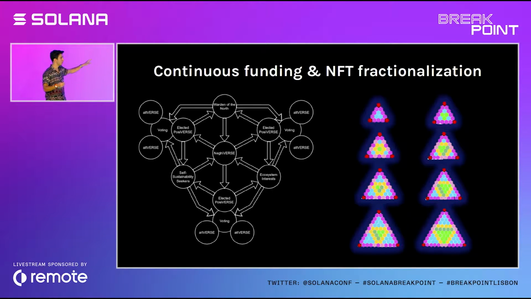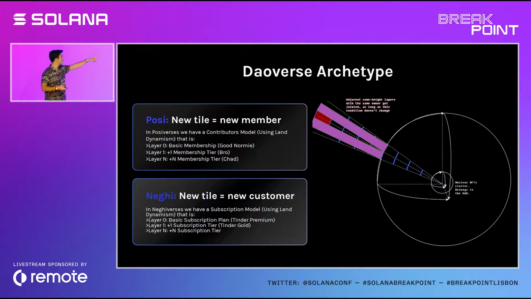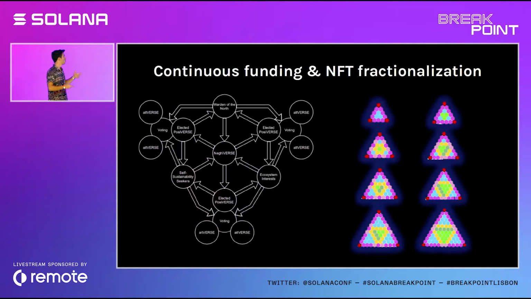The Posiverses are 12, since 12 is the fixed number of pentagons in the Goldberg Polyhedron structure, and an infinite number of hexagons. And the hexagons are the actual users. So for example, the Warden of the North, ecosystem interest, and everybody else. And so you can vote for your Posiverse, basically the DAO of developers that you want. And you have the possibility to continuously fund them by unlocking new tiers, new layers. Because when you unlock new layers, you're actually giving money to the treasury, to the Negiverse. And so you're providing continuous fundings to those Posiverses.